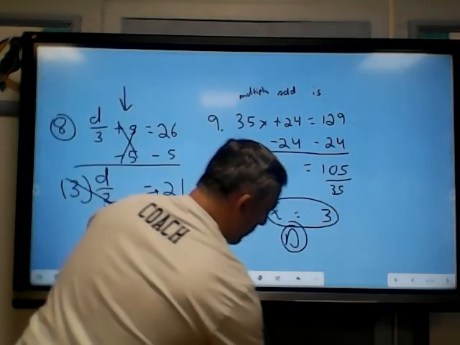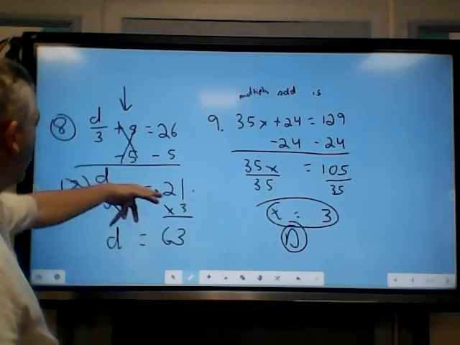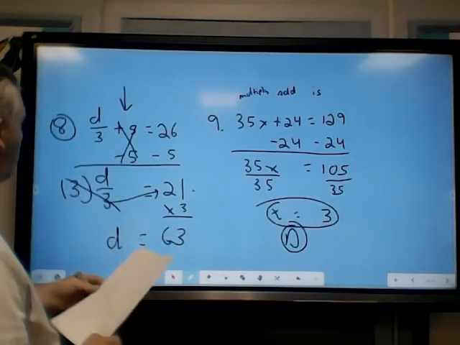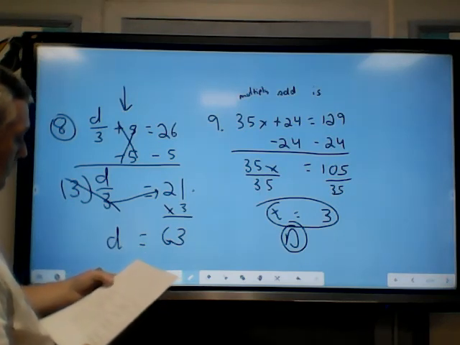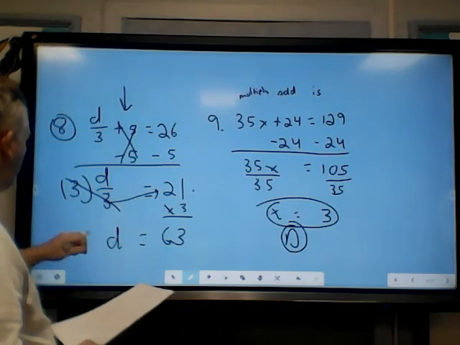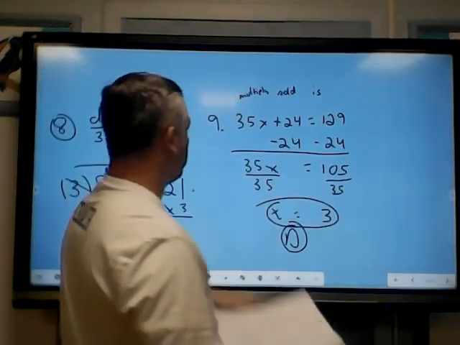It's always the inverse, which we've done in chapter 2, one-step equations. Remember, fractions you multiply, side by side you divide, addition you subtract, subtraction you add. And so the answer here on 8D is 63, which is the letter I on the test. Number 9 is not on the test, but I'm going to work it out for you.